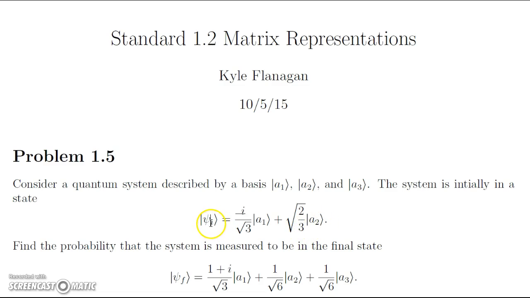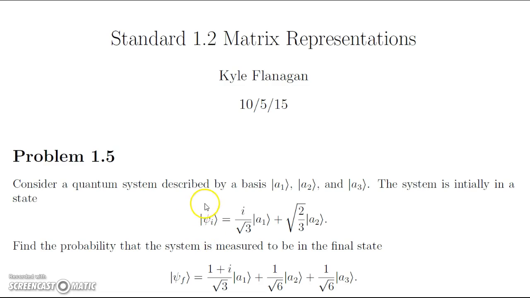And we should note that this state, this I here, just represents that the system's in its initial state, and it doesn't represent anything complex. And this i does represent the complex number i. And we're to find the probability that the system is measured in the final state, psi final, equal to 1 plus i over root 3 times A1, plus 1 over root 6 times A2, plus 1 over root 6 times A3. And we're going to be doing this using the matrix representations of these vectors.